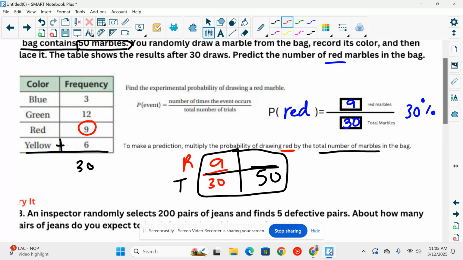All right. So I got 9 over 30, and then we don't know over 50 yet. So we'll figure that out. We can put an X there. Now, how do I solve these? You got to cross multiply. We cross multiply here. And then divide.